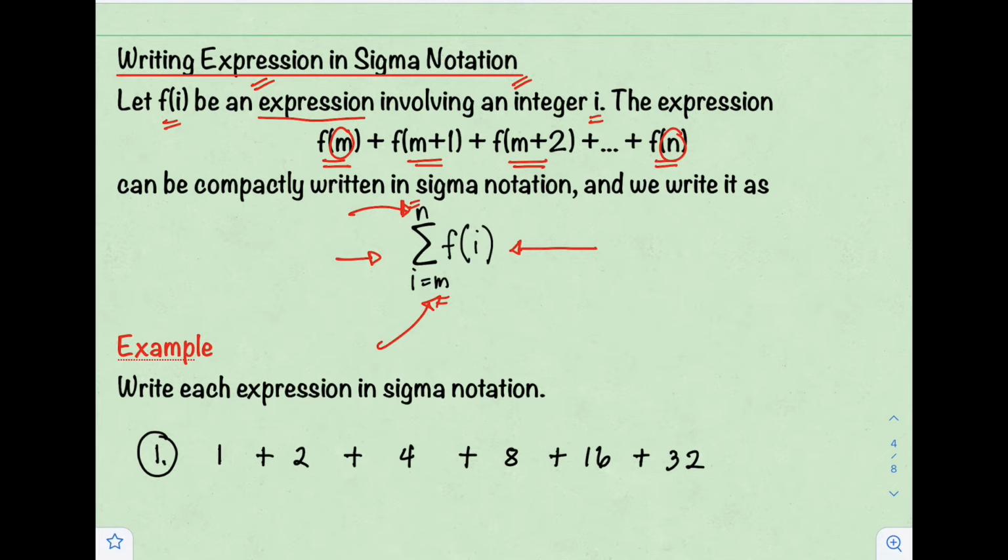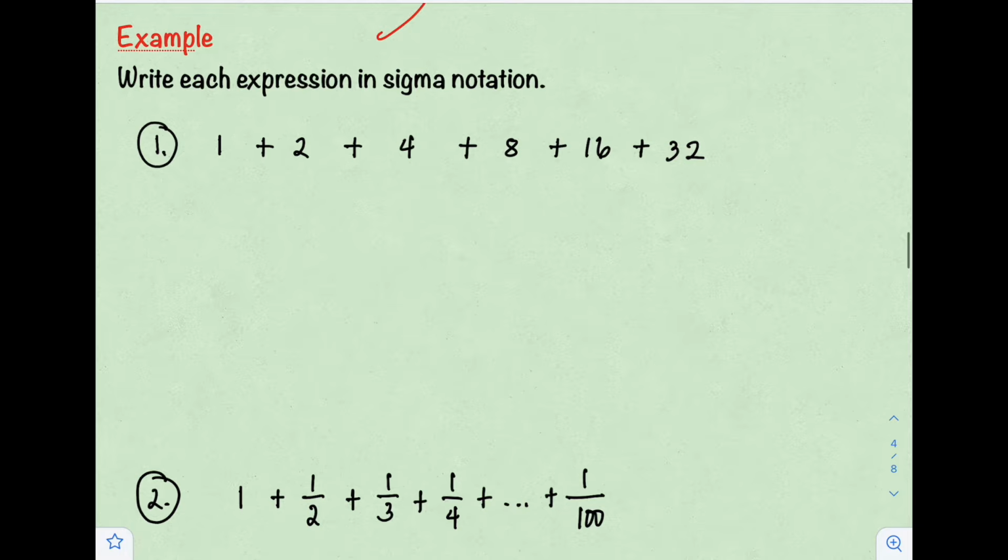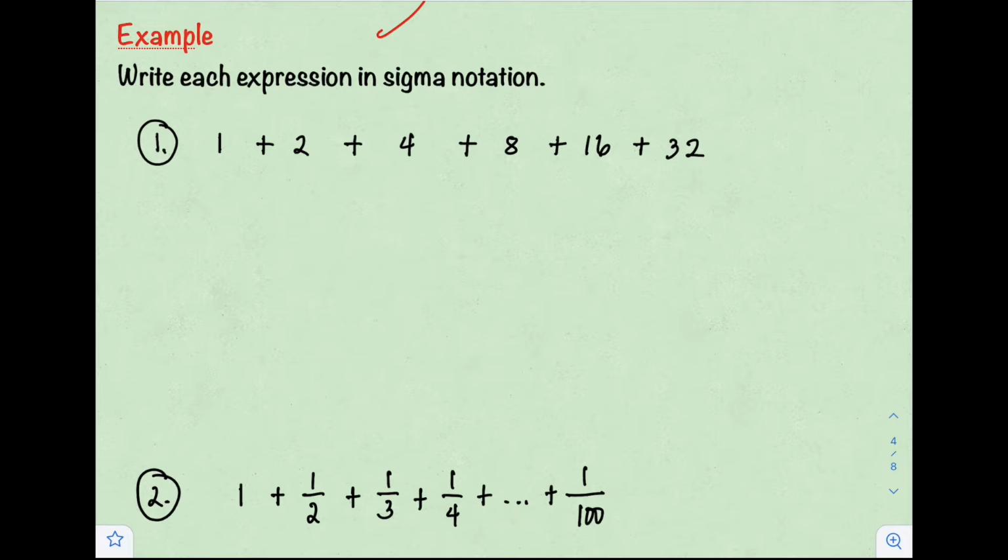Okay? So, let's have an example. Write each expression in sigma notation. Number 1, we have 1 plus 2 plus 4 plus 8 plus 16 plus 32. If we observe this series, each term, which is 1, 2, 4, 8, 16, and 32, are all powers of 2. Powers of 2 are in the form of 2 raised to n, or 2 raised to any number. So let's rewrite 1, 2, 4, 8, 16, 32 in terms of 2.